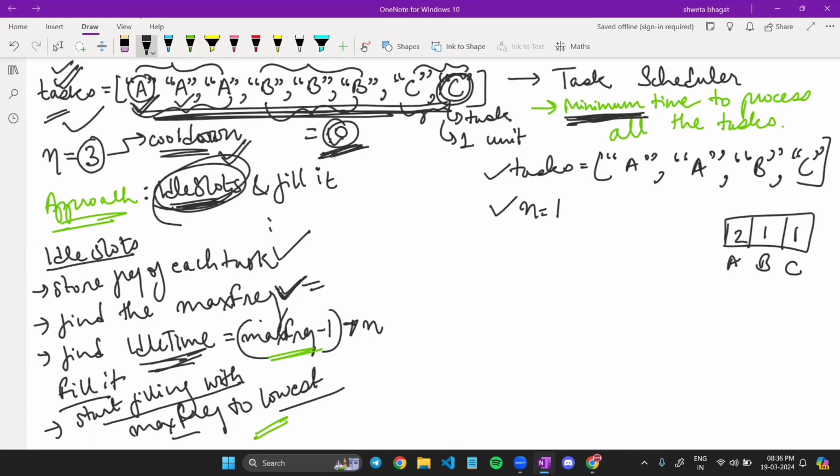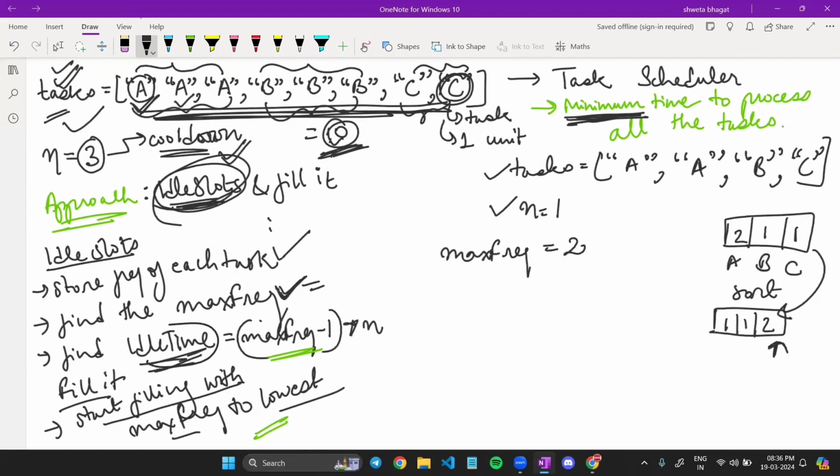How are we going to find the max frequency? We are going to sort this. And after sorting this, what will we get? We'll get 1, 1, 2, correct? Because it is sorted in ascending order. And what would be the max frequency? Max frequency would be the last element, correct? So we have max frequency as 2.